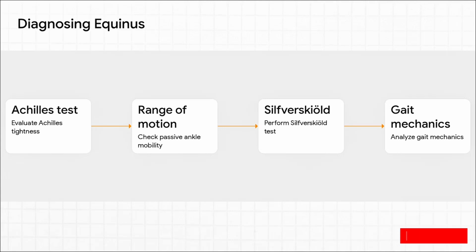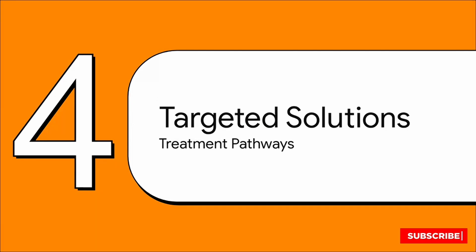Now, what happens if we test for Equinus instead? Here, doctors evaluate Achilles tightness and check the passive ankle range of motion. They'll perform something called the Silfverskiöld test, which helps isolate whether the tightness is in the calf muscle or the Achilles tendon, and they will closely analyze the patient's gait mechanics. The critical difference? When the doctor tries to manually push that foot upward, they hit a literal wall. Physical tightness physically blocks that passive upward movement. The joint simply will not bend past a certain point. No way, no how.